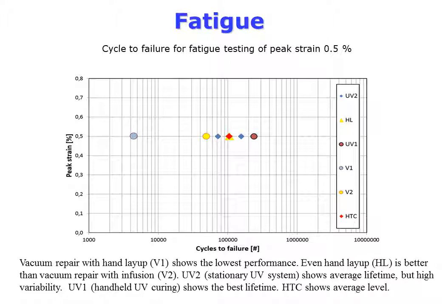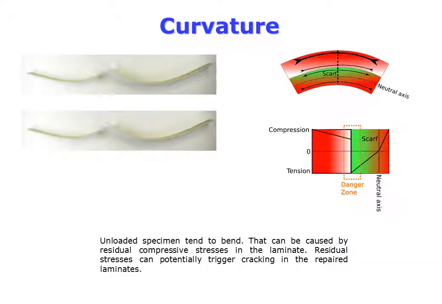Further, fatigue testing was carried out. Due to difficulties of testing in COVID times, only fatigue testing for peak strain 0.5% was carried out. Here, we can see that vacuum repair with hand layup shows the lowest performance. Even hand layup is better than vacuum repair with infusion. Stationary UV curing repair system shows average lifetime and high variability. Handheld UV curing shows the best lifetime. High temperature curing shows average level.